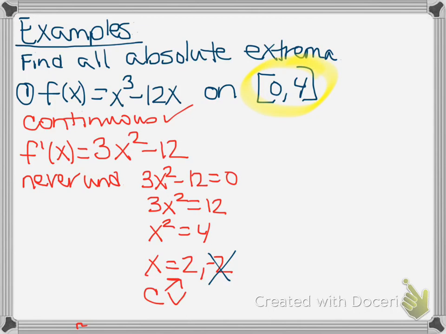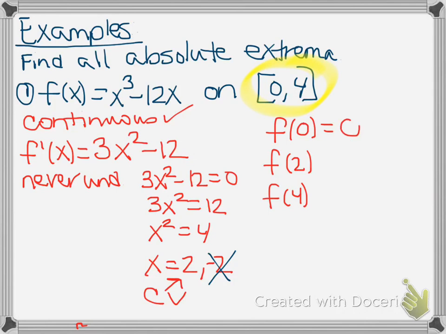Now how do I determine what's my absolute max and what's my absolute min? I have to find the y values. F of 0, f of 2, and f of 4. So we plug it in. Plug in 0 back to the original problem. After you find the critical value, you are done with the derivative. For absolute extrema, we need the true y values of the original function.